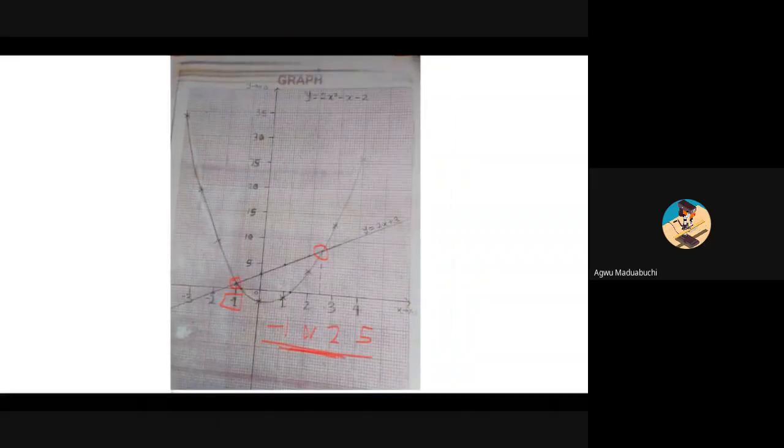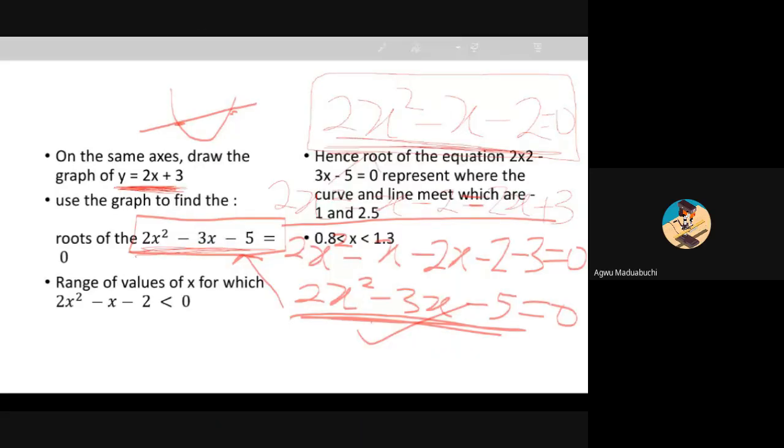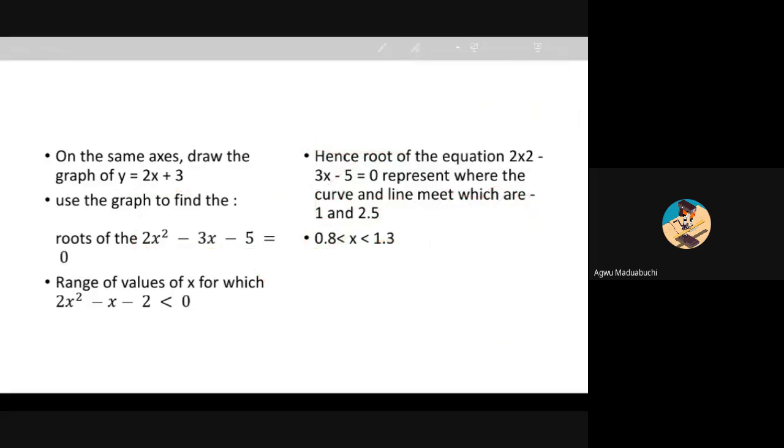Something I want to also raise. Sometimes the question may not even ask you to plot this. They may not tell you to plot this. The question will just come and say, find the root of this equation. So in a situation like that, when you are not even told what to plot, what you do is this. Pick the initial equation. Remember, what's the initial equation? 2x squared minus 3x minus 5.